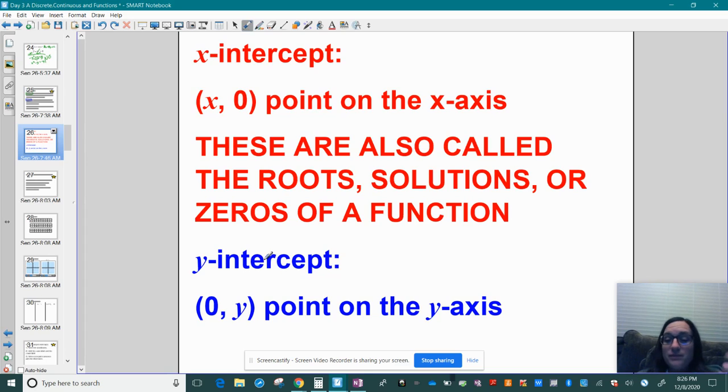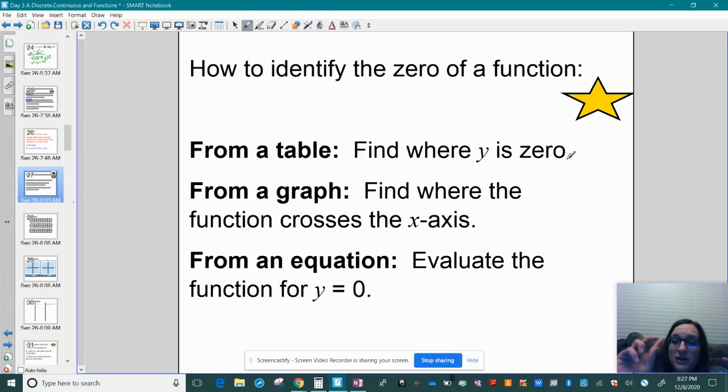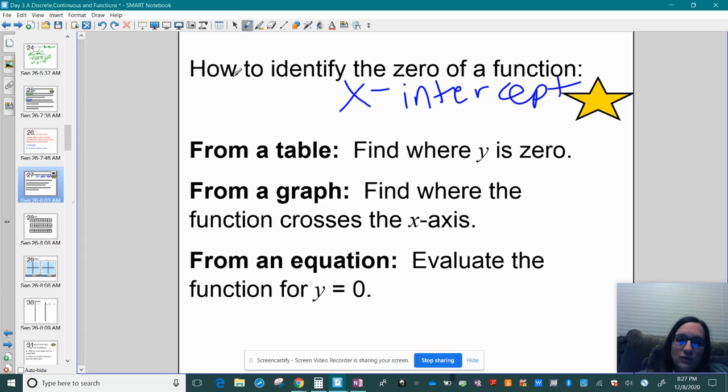A y-intercept is just like an x-intercept, but this time the 0 is in the x spot, and we have a value for y, and it's located on our y-axis on our graph. Just the 0 of a function, and they're only asking for one. They're asking for the x-intercept, for that number where we have a number for x and 0 as our y. We find where y is 0, and then our x is the answer.